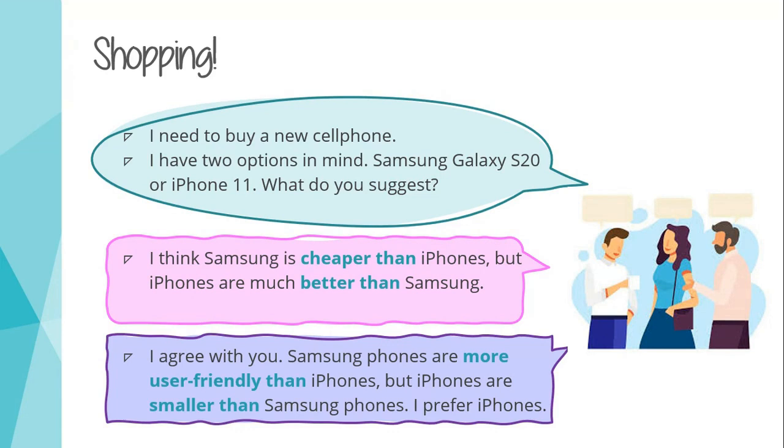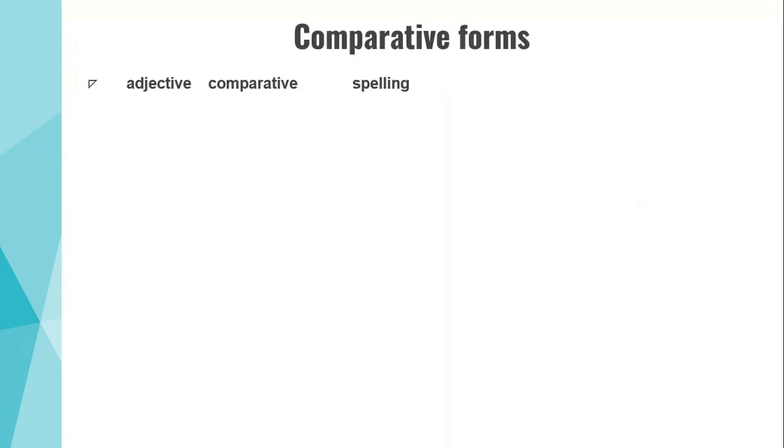I prefer iPhones. So as you can see in this conversation, these people are comparing two different objects. They are using comparative forms, the phrases that we see in different color. That's the topic that we're going to work on today. When talking about comparative forms, we need to consider the adjective, the comparative form, and spelling as well.